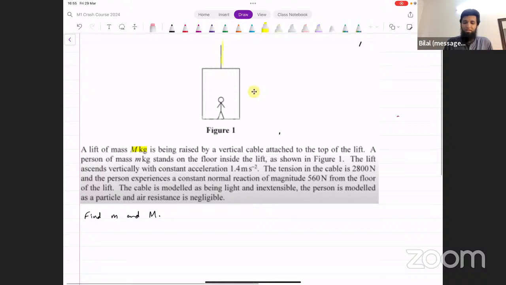So we have this cable. This cable is raising the lift. A person of mass m kg stands on the floor inside the lift. The lift ascends vertically with constant acceleration, 1.4 meters per second square. The tension in the cable is 2,800 Newton, and the person experiences a constant normal reaction of magnitude 560 Newton. So the normal reaction is 560 Newton.